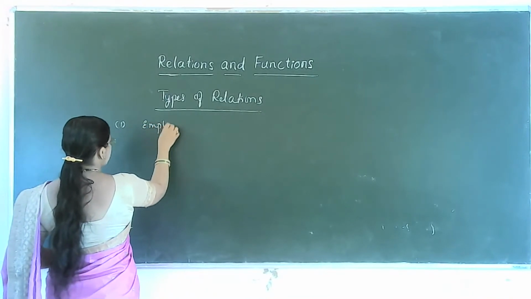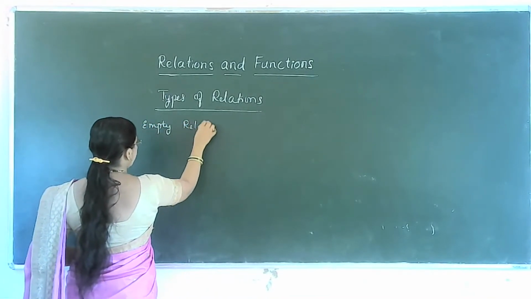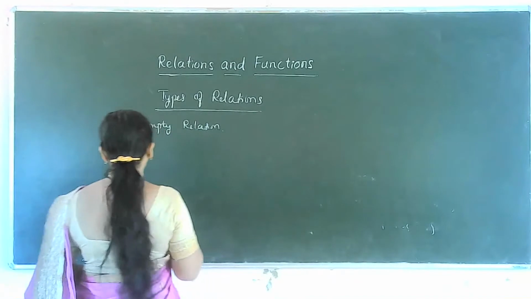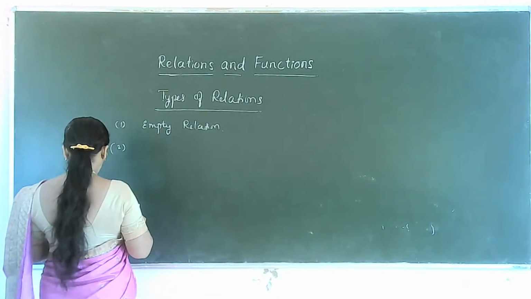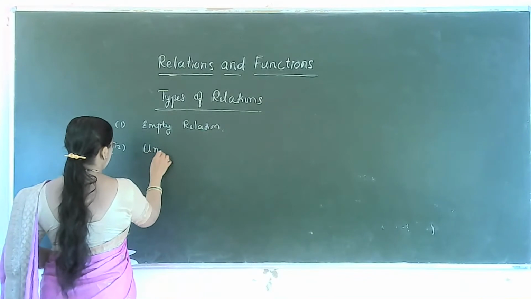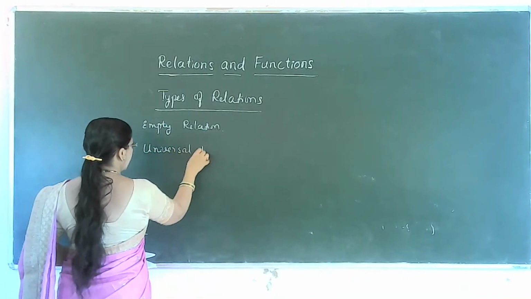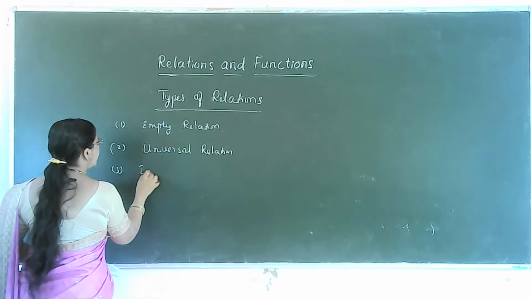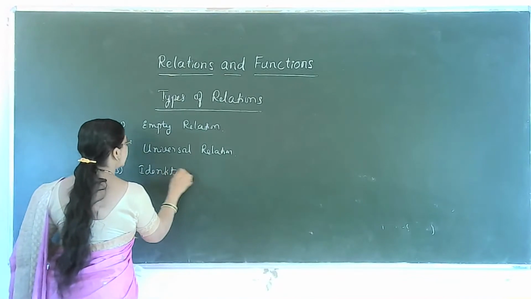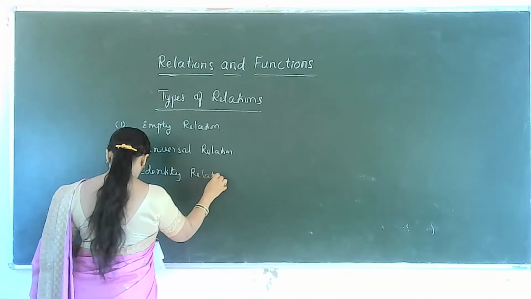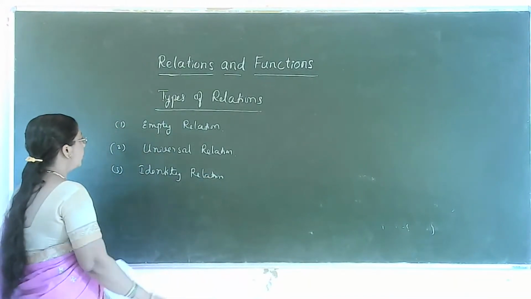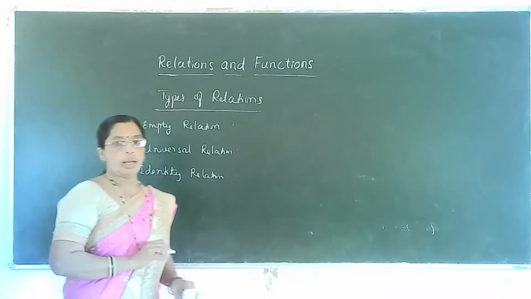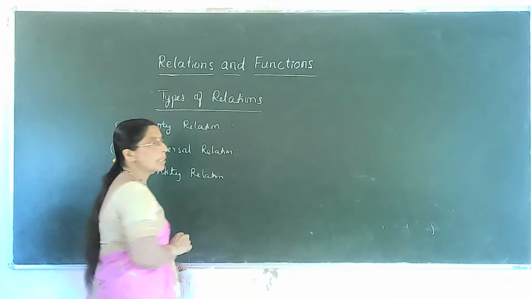First one is the empty relation. I already sent the PDF notes also. I think you read and already wrote them; check this once again. Second, universal relation. And third one, identity relation. These three relations are only for the examination. Sometimes they ask the definition also.